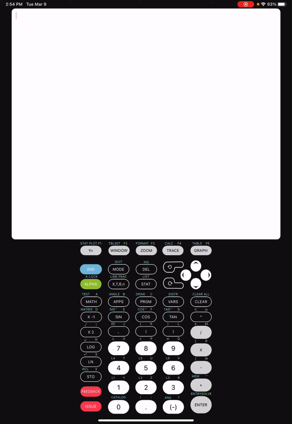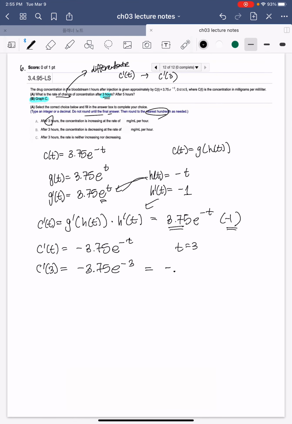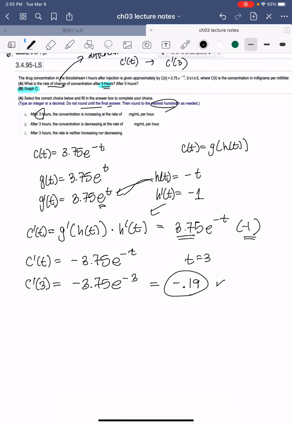Okay, so it was negative 3.75 e raised to negative 3. It says rounded to the hundredth place, so 2 decimal places, I get negative 0.19. Negative 0.19. That will be the final answer. Now, take a look at the options. So it's a multiple choice. Select the correct choice. So here, this is a little bit tricky.